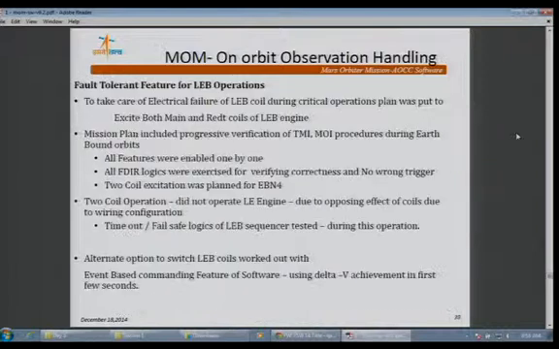Next slide, please. So there was a very critical point, which was mentioned yesterday also. In doing the mission plan, whatever the requirements of the mission plan, the various features were enabled one by one. The mission plan included progressive verification of the MOA procedures during earthbound orbit, so that we have control. All features were enabled one by one, and even the FDIR logics were enabled one by one for verifying correctness and that no wrong trigger is happening.